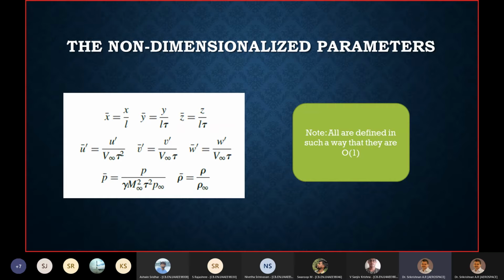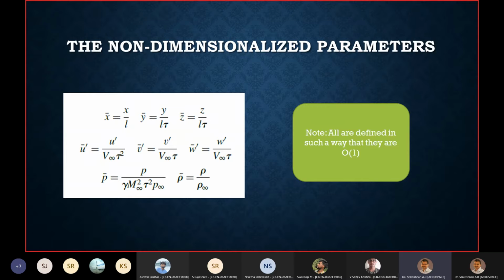P we have discussed already. P bar is P by gamma M infinity squared tau squared P infinity. Please look at that: P divided by static pressure, divided by M infinity squared tau squared. M infinity is a high value, tau is a small value, so M infinity squared tau squared, that's the importance of the product there. P by P infinity, and then gamma in the denominator as well. And then rho bar is equal to rho by rho infinity.